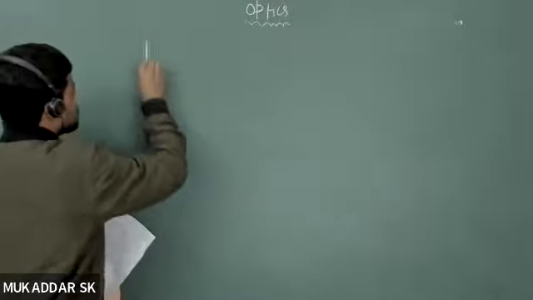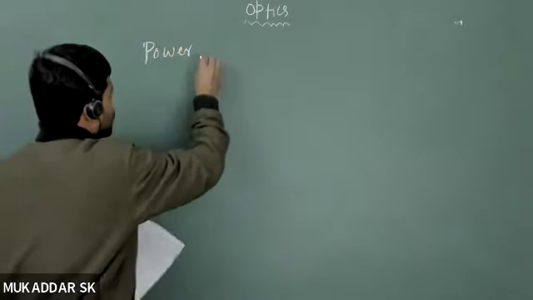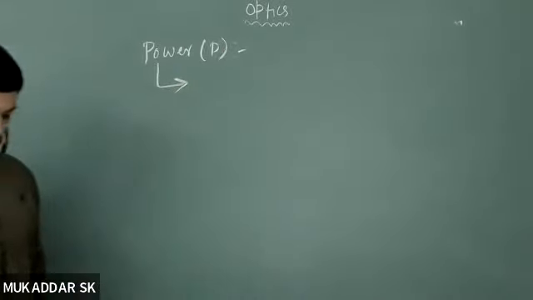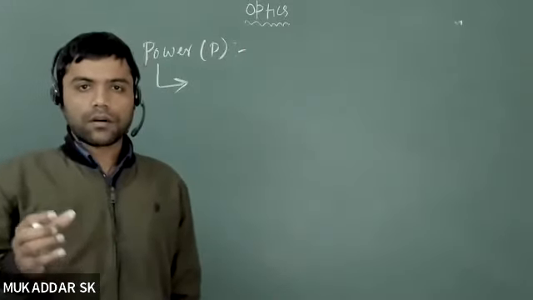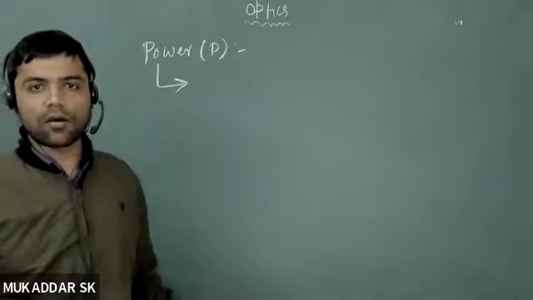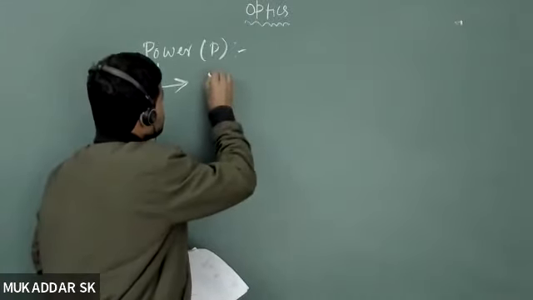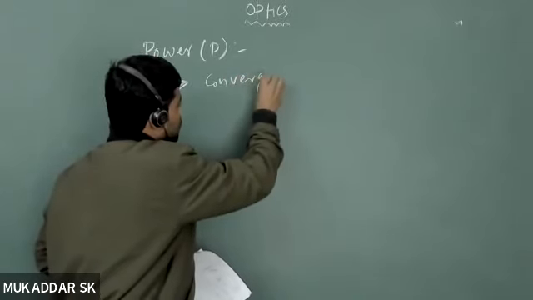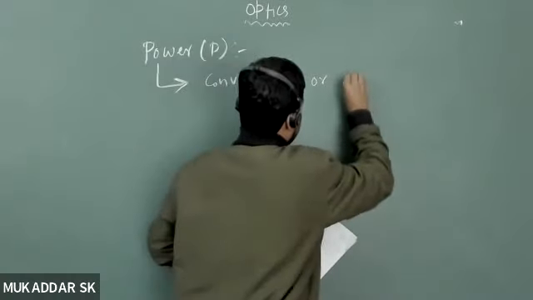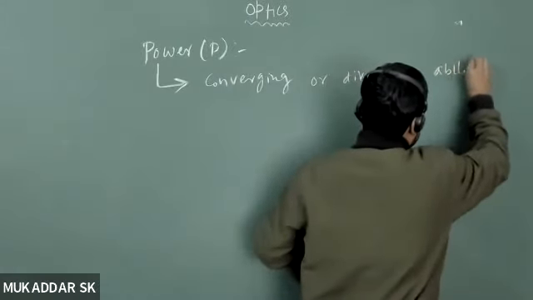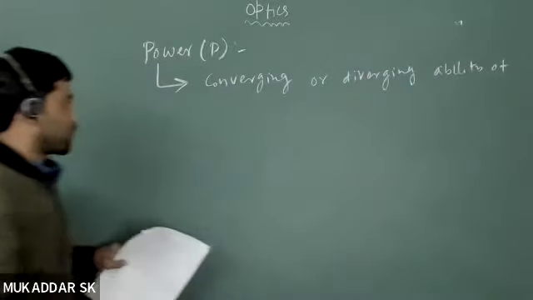Now you have another property of a lens, that is power, denoted by P. The significance of the power of a lens is that it tells you the converging or diverging ability of your lens. The power basically defines the converging or diverging ability of a lens.